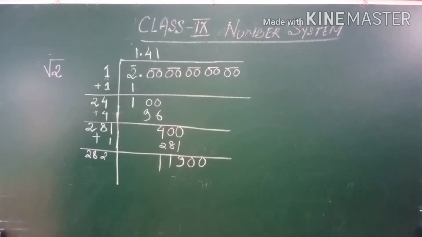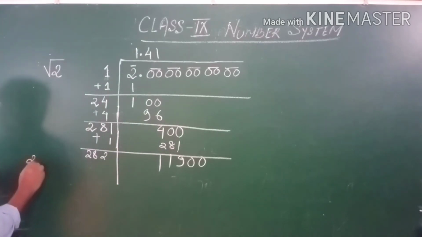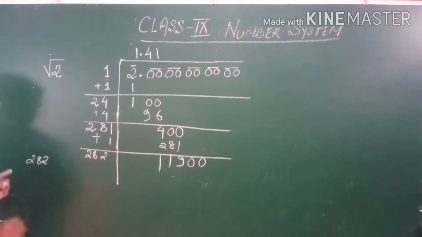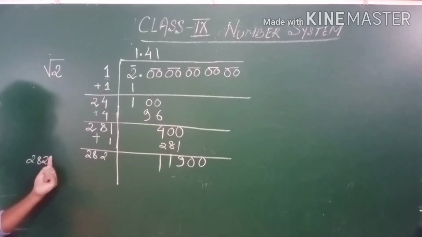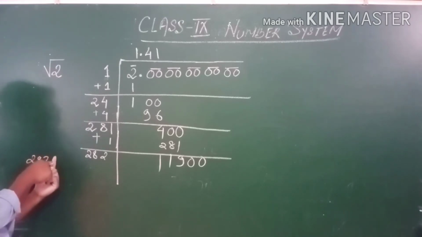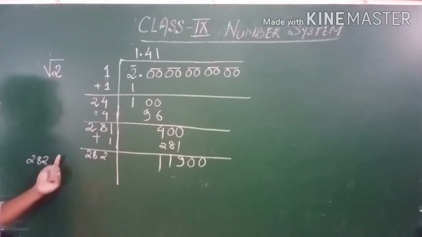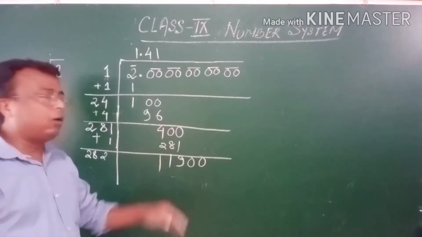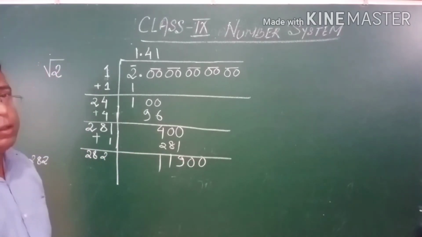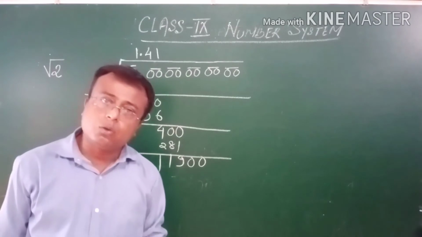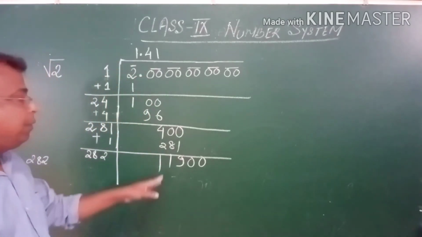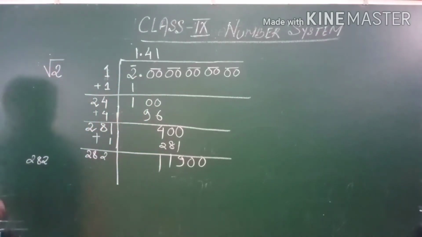Now, 282 is already there. Now you have to take one digit more. Means square digit you have to take. If you are taking 4, you have to multiply it with 4. If you are taking 5, you have to multiply it with 5. But it should not be greater than 11,900. It may be equal to 11,900, but it should not be greater than what? 11,900.